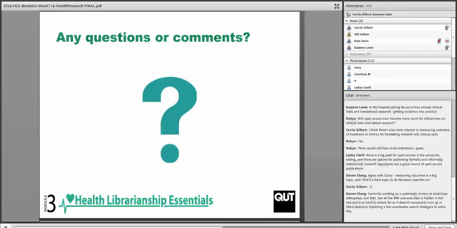Right, yes, absolutely. I see Stephen is commenting further that he's working on a systematic review on total knee arthroplasty and BMI, but all the BMI outcome data is hidden in full text and so hard to search for, as it doesn't necessarily turn up in titles and abstracts. So he's exploring a few unorthodox search strategies to solve this. I think you need to share those with us later, Stephen, once you've worked that one out.